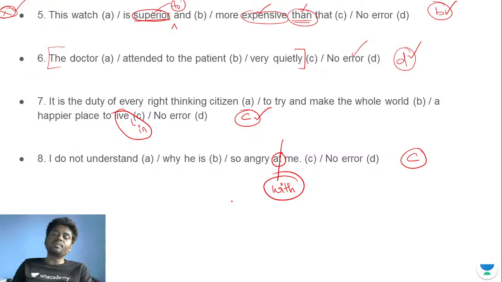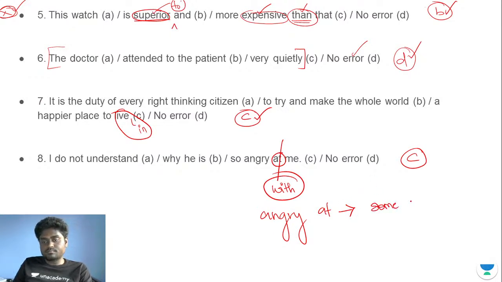Okay, angry with me is the correct usage for the given sentence. It should not be angry at me. Angry at will apply if the anger is at some situation. Kindly understand, you will be using the phrase angry at where you are expressing anger at some situation. If the situation makes you angry, you'll use the phrase angry at.